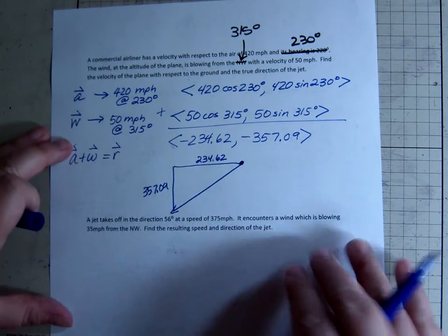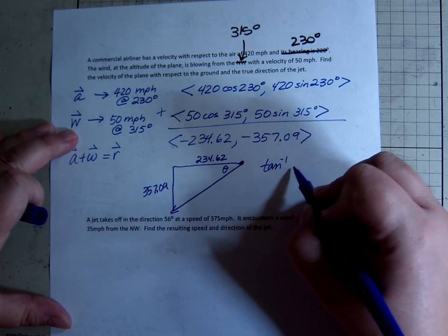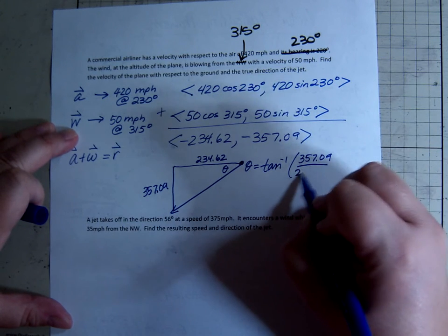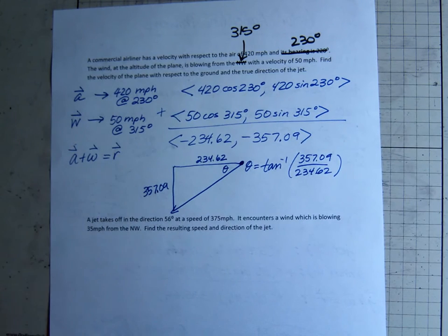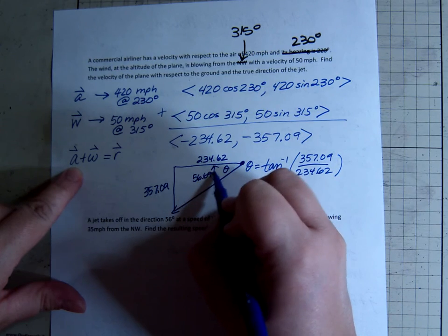Figuring out using right triangle trig that my inverse tan, or my theta, is going to be my inverse tan of 357.09 over 234.62. This is 56.69 degrees, right here. 56.69 degrees. All right, so let's think about where that is.